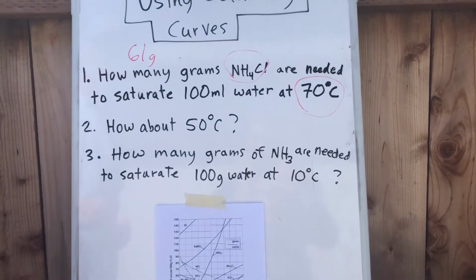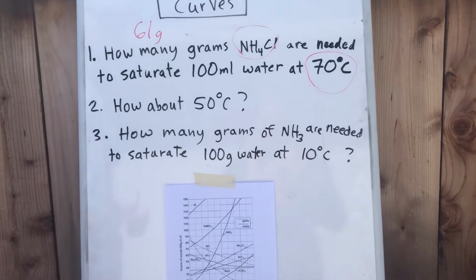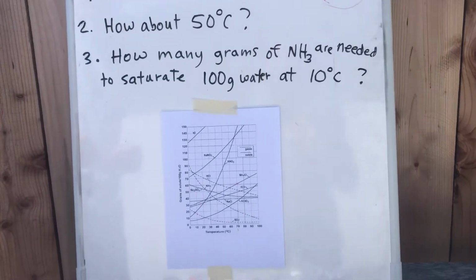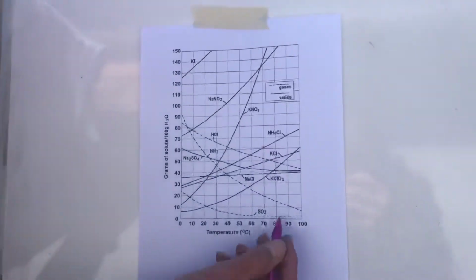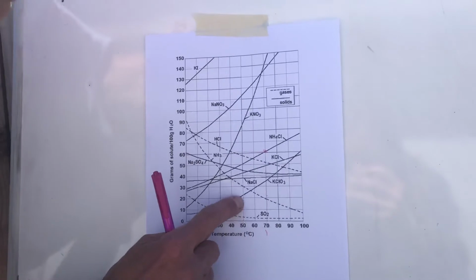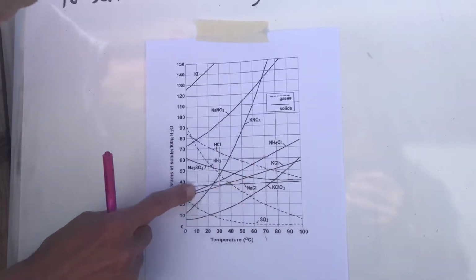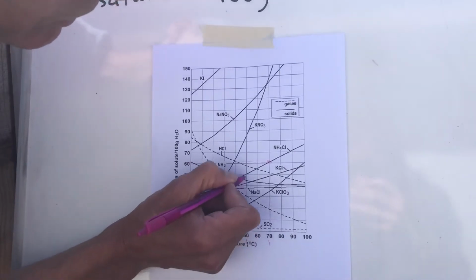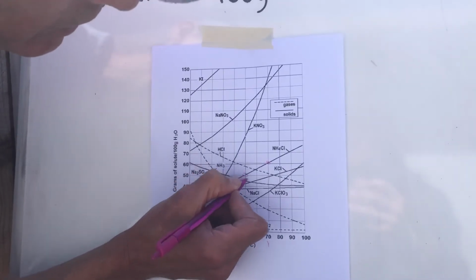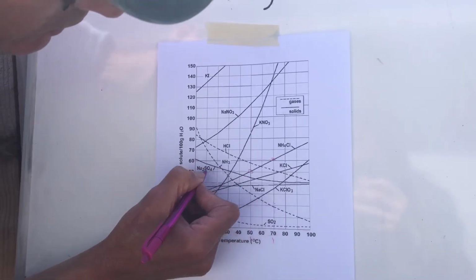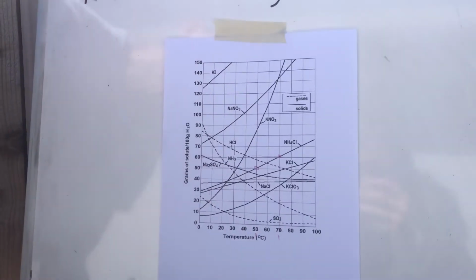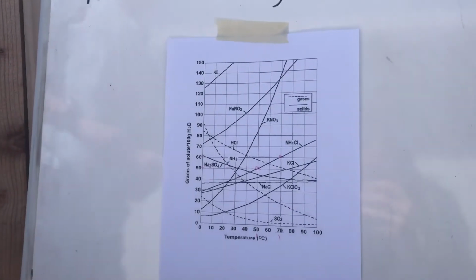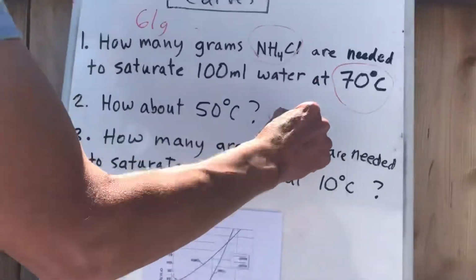The next question says, what if it was 50 degrees? We're going to use the same salt, ammonium chloride, but what about at 50 degrees instead of 70 degrees? So at 50 degrees, let's come over here, and we're going to still go up to the same curve, the NH4Cl curve. So 50, go up to the NH4Cl curve, see where that hits, and then come on over to the side. It's a little above 50, so I would say 51 grams. So the answer to number two is 51 grams.